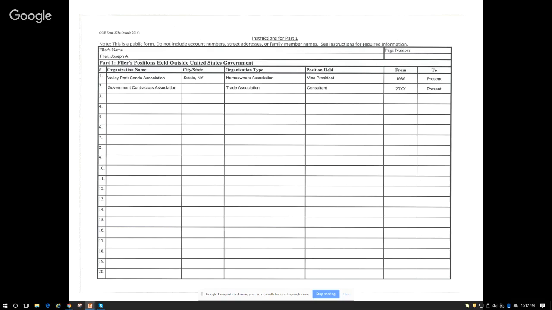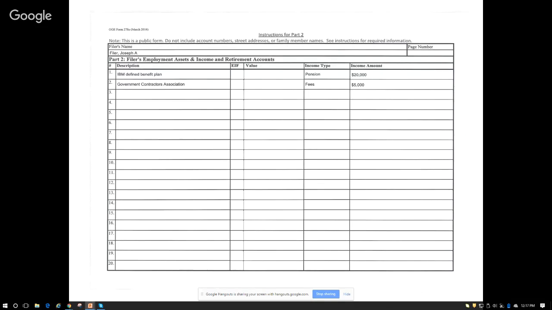Okay, now let's go to part 2. And this is where the filer reports his or her employment assets and income and retirement accounts. Entry number 1 is an IBM defined benefit plan. If you're not familiar with the concept of a defined benefit plan as opposed to a defined contribution plan, once again, OGE has a lot of guidance.